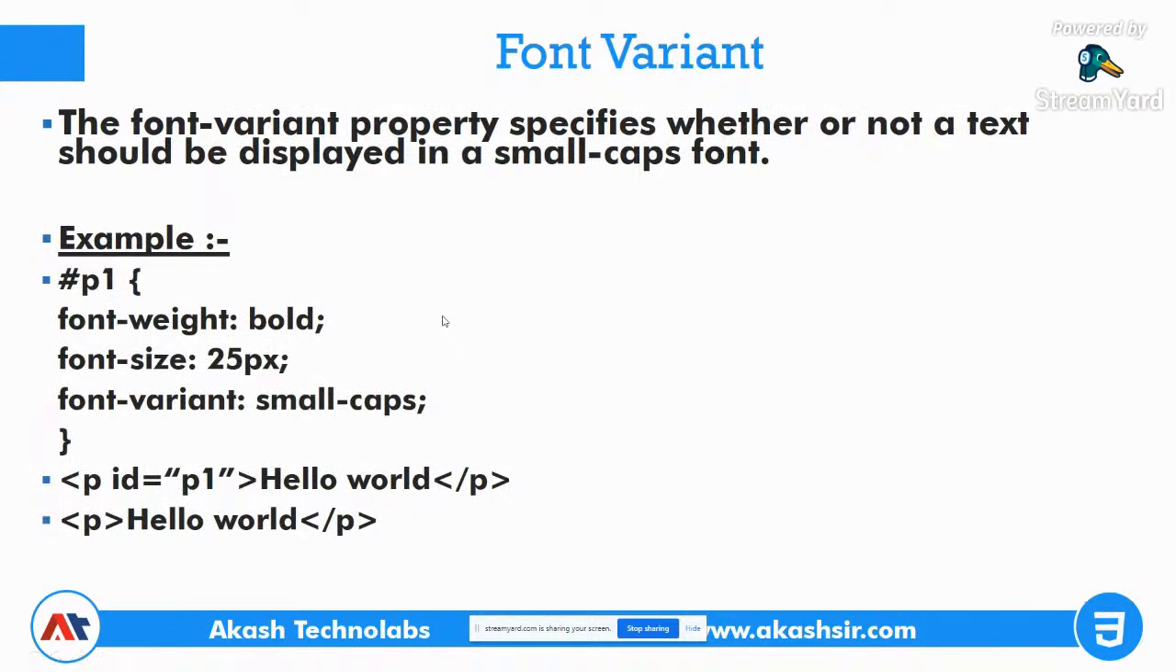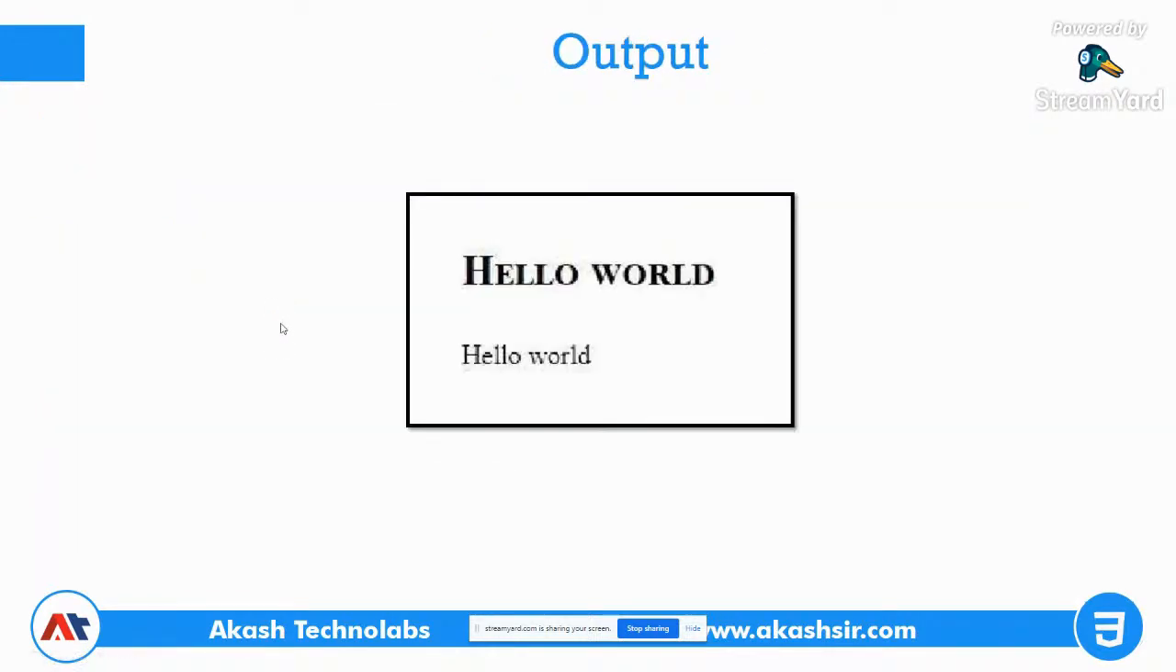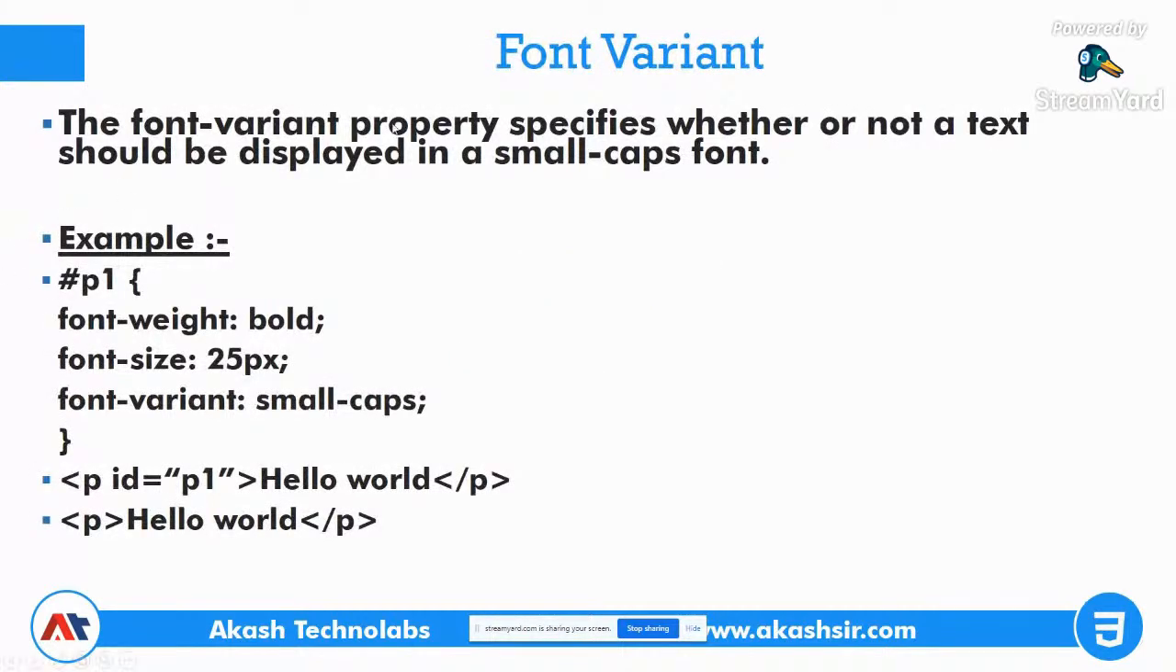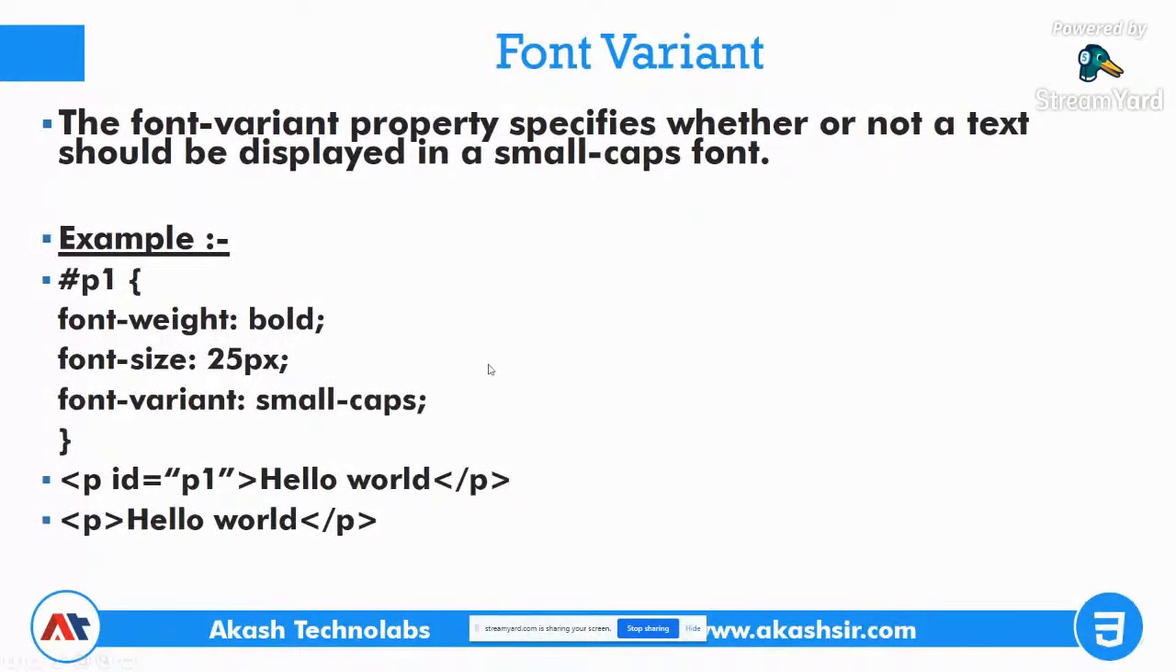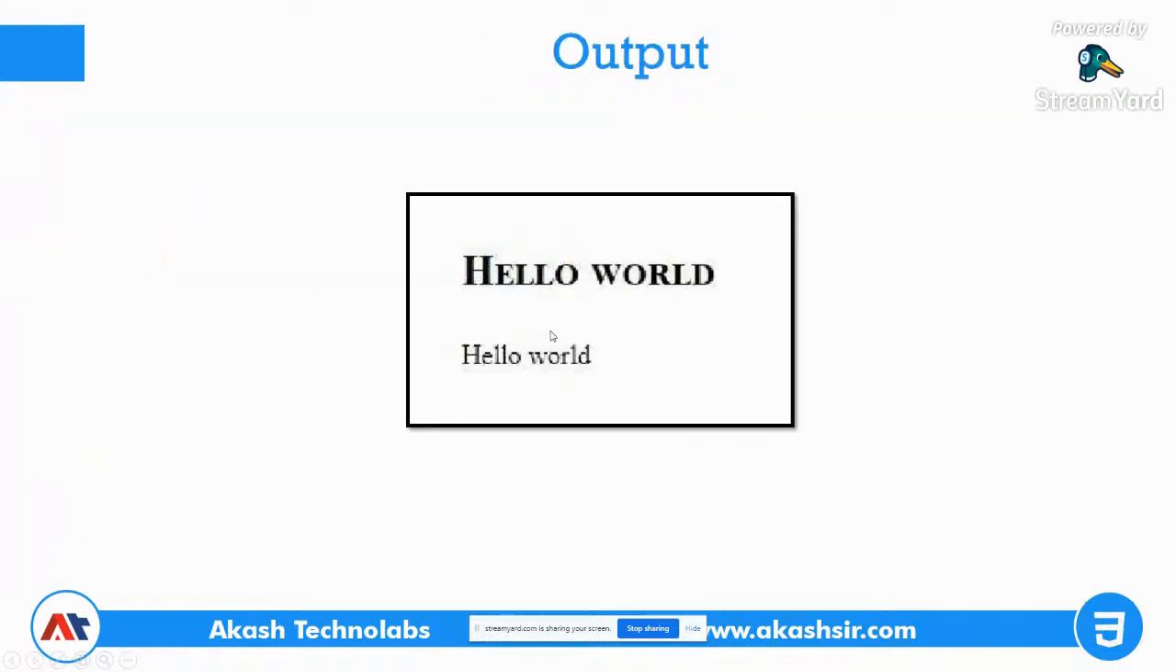Then font variant. Let me give you the output first. You can see the font variant output is like this. The font-variant property specifies whether or not a text should be displayed in a small-caps font. For example, I want to display a font like this, small caps, you can see. Here you can see it's a normal font, that is a P tag, right? But if I specify the ID here, you can see the difference between these two. It's a capital one, but it's a small one, right?